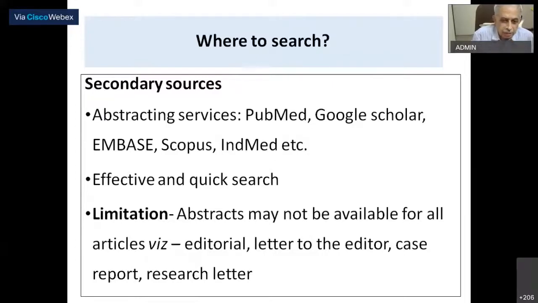But the limitation of this journal publication and indexing agency is that sometimes details may not be available, especially editorials, letters to editor, case report, research letter. There may not be enough editorial in that. Otherwise, usually editorial will give an idea what is inside.